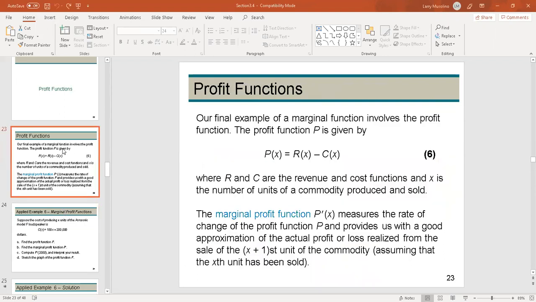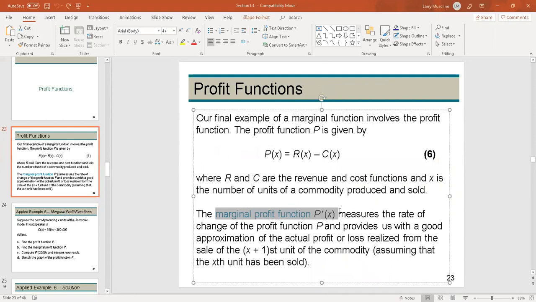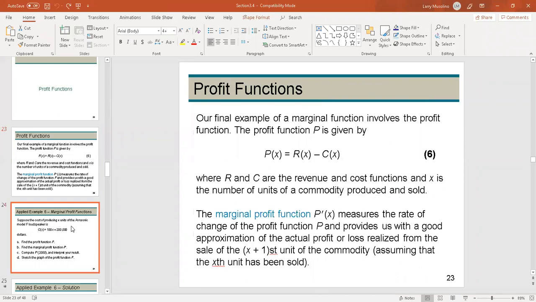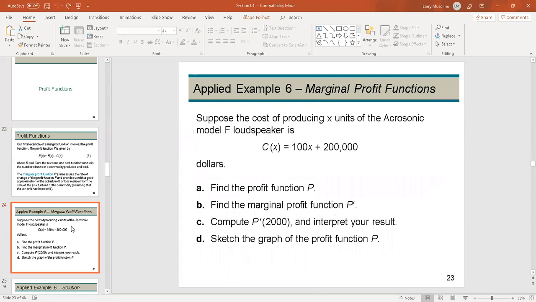All right, how about profit? So profit is going to be the revenue function minus the cost function. The marginal profit function, P prime, is the rate of change of the profit. It's the profit you get from selling one additional unit of whatever you're manufacturing. All right, so here is a cost function for that loudspeaker. You might remember we already had the revenue function in the previous example. And they want us to find the profit function and then the marginal profit function and then calculate P prime of 2000.